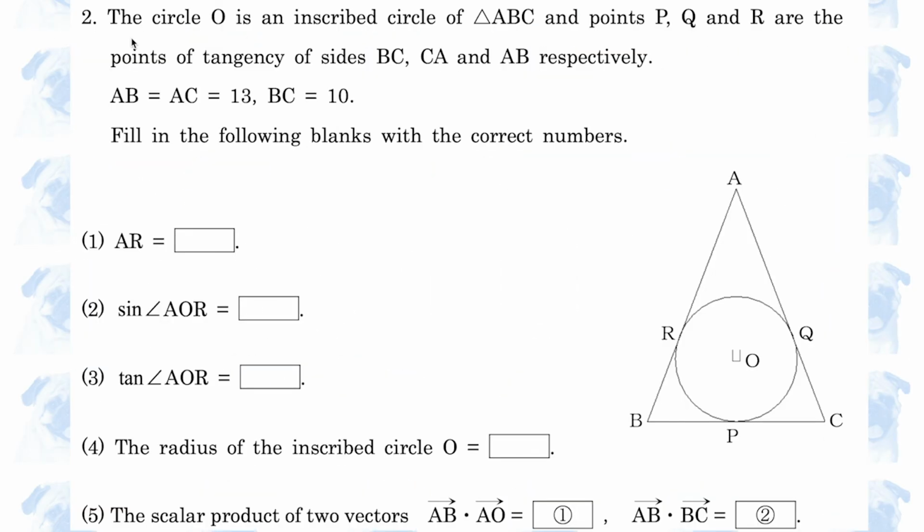Section 2. The circle O is an inscribed circle of triangle ABC, and points P, Q, R are the points of tangency of sides BC, CA, and AB, respectively. AB equals AC equals 13, BC equals 10. Number 1. Find the length of AR.